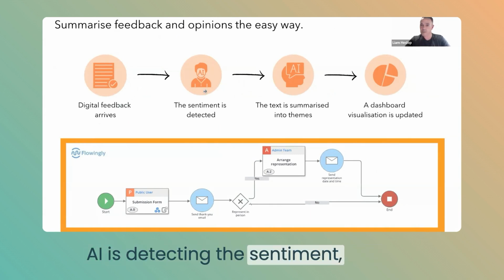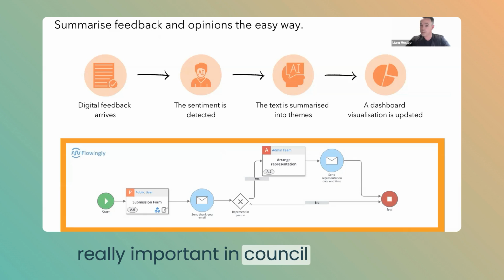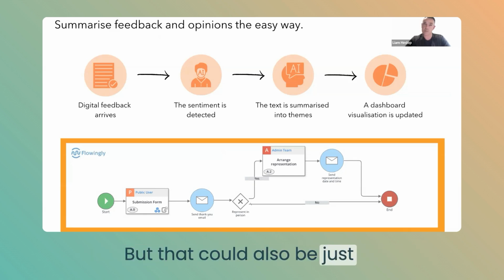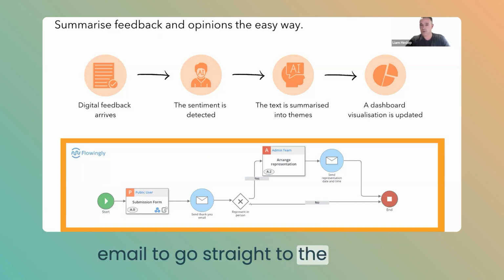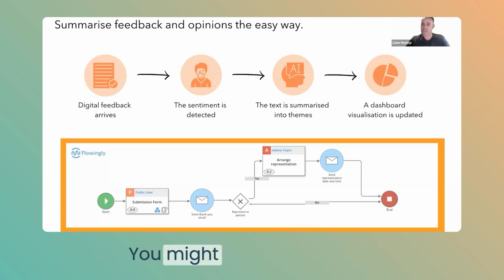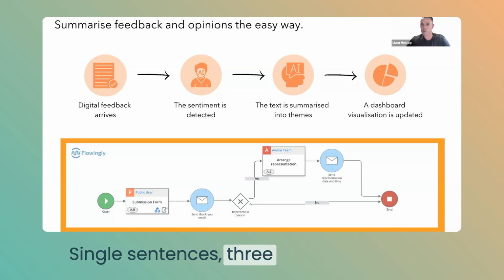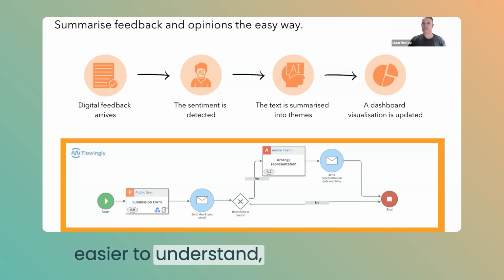What's happened here is that submission has come in. AI is detecting the sentiment, which is really important in council submissions, but that could also be just as important on generic emails. Is this angry? Is this sad? Is this positive, negative? Because you don't want a negative email to go straight to the new guy who's just started day one, right? You might want to pass it to a senior or a team leader. It's summarizing the text. So just like the last use case, we summarized the text. This is going one step further. This is rolling it up into themes, single sentences, 3 or 4 words that are easier to present to management and easier to understand to see the themes.